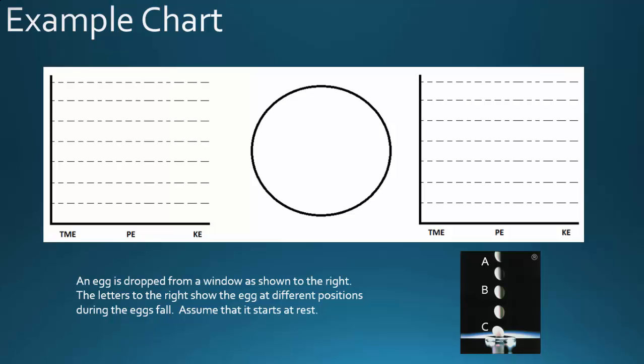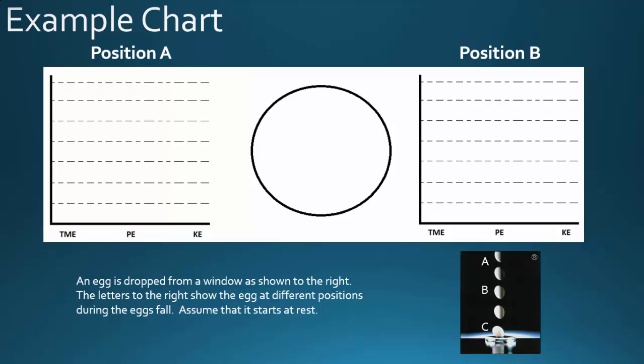An egg is dropped from a window as shown to the right. The letters within this chart are showing the egg at different positions during the egg's fall. Let's assume that this egg starts at rest. The first thing we want to do is identify what we're calling the initial phase of this drop, which I am going to call position A. Then I want to analyze what's going on with the egg at position B. So once again, we don't necessarily have to call the second chart the complete final position. I want to look at what's happening at position B during this fall.